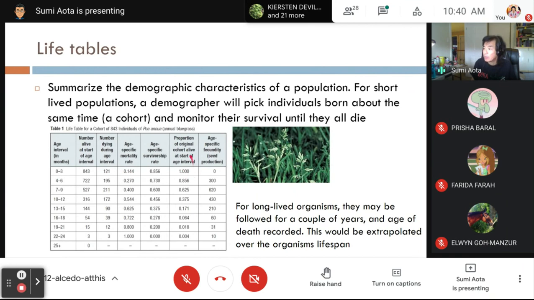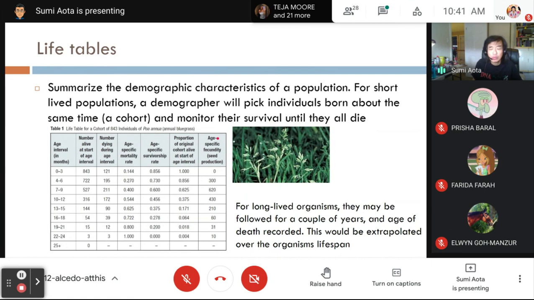Proportion of cohort alive at the start of the interval, that's just this number divided by this one. So 527 of 843 is 0.625. And age-specific fecundity, how many offspring were produced, or not how many offspring, how many seeds basically were produced by each individual group. So that's how you do it for small or short-lived organisms.